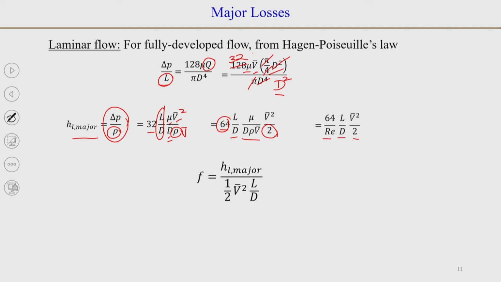And then now we bring in the definition of Darcy friction factor, which is HL major divided by V squared by 2 into L by d. So, we substitute this L by d V squared by 2, and the friction factor we will get is that F is equal to 64 by Re. So, for a laminar flow, F is equal to 64 by Re.